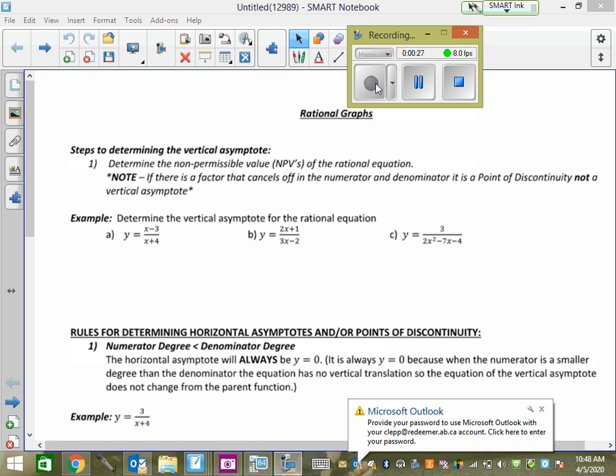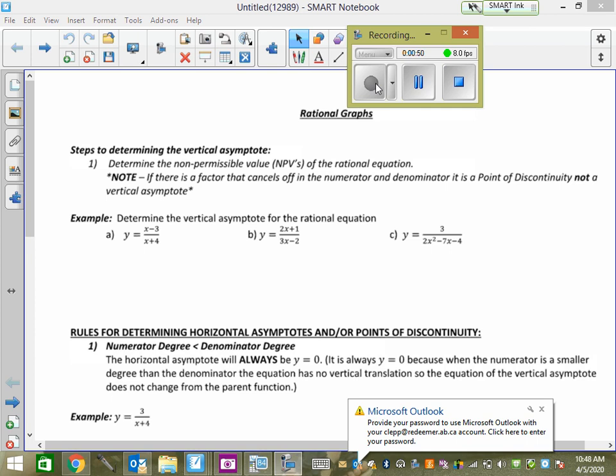So, steps to determining the vertical asymptote: determine the non-permissible values, NPVs, of the rational equation. Note, if there's a factor that cancels off in the numerator, the top, and the denominator, the bottom, it is a point of discontinuity, not a vertical asymptote. So, example, determine the vertical asymptote of the rational equation.